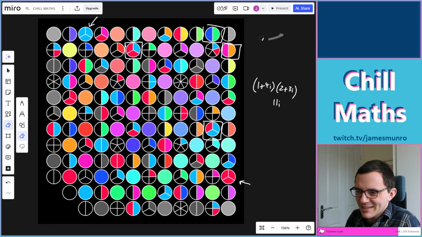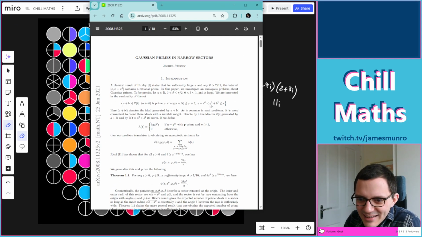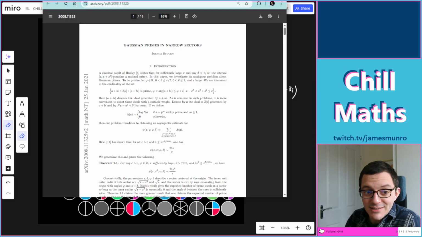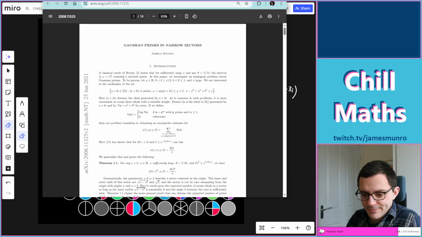What was that paper saying? Can I get that paper back? A classical result of Huxley that I should go and read. A classical result of Huxley states that for sufficiently large x and theta larger than 7 over 12, the interval... Oh, x plus x to the theta. Ah, right, good. Apparently, there's a classical result of Huxley that says that instead of adding x, you only need to add x to the power of 7 over 12-ish. Then you get a prime.